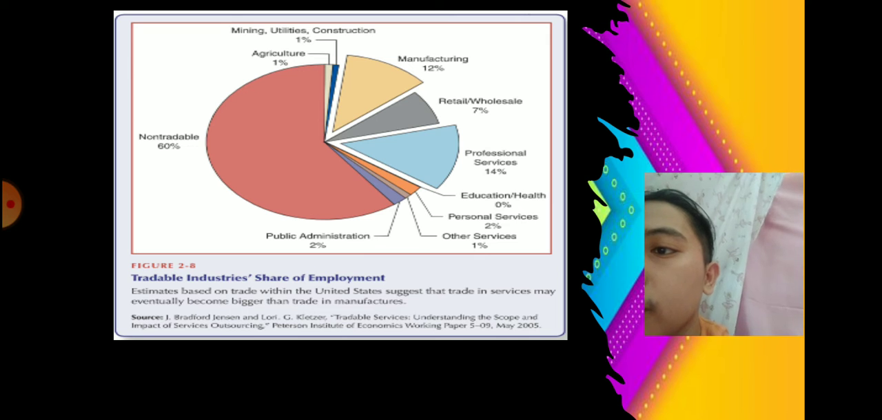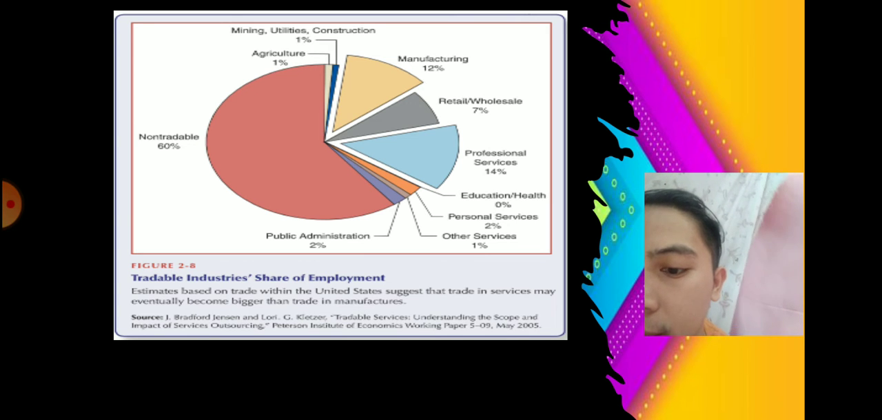So, as for the figure, the study concludes that about 60% of total US employment consists of jobs that must be done close to the customer, such as banking, making them non-tradable.